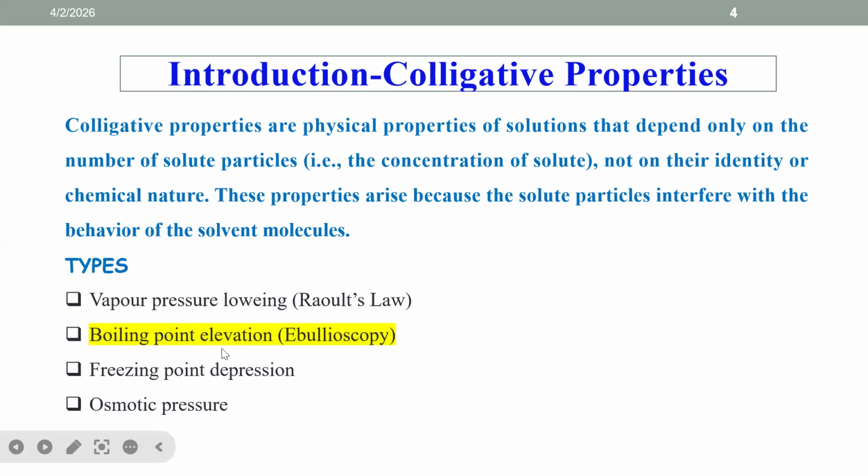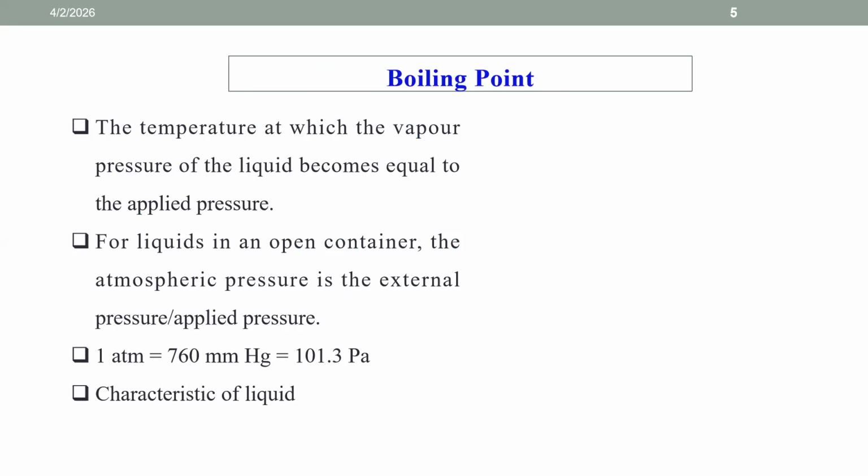It means that the boiling point of pure solvent is lower than the boiling point of the solution. The boiling point of solution is elevated or higher than the boiling point of the pure solvent. So as you know, the boiling point is the temperature at which the vapor pressure of the liquid becomes equal to the applied pressure or external pressure. In an open container, this applied pressure will be equal to the external pressure, that is atmospheric pressure.